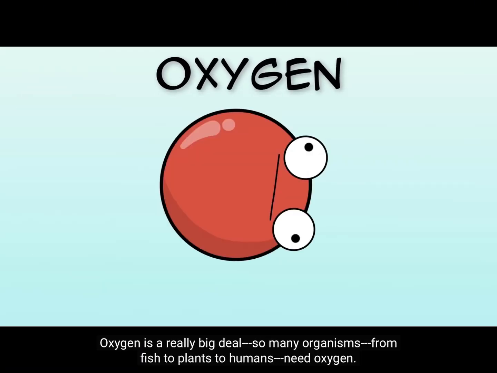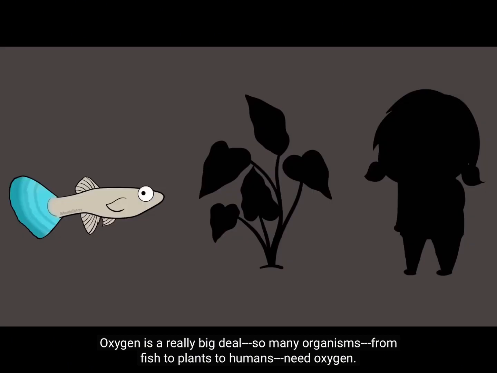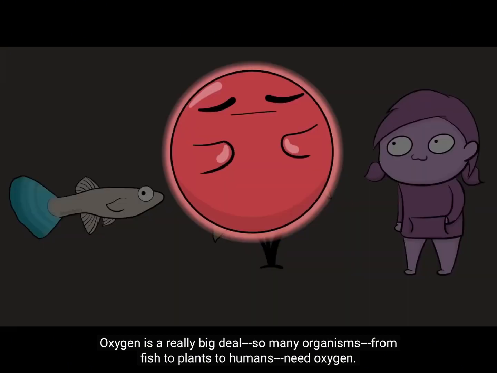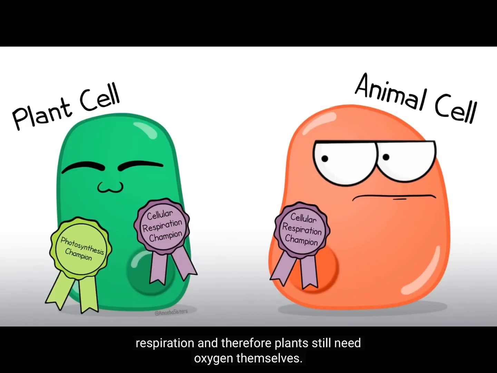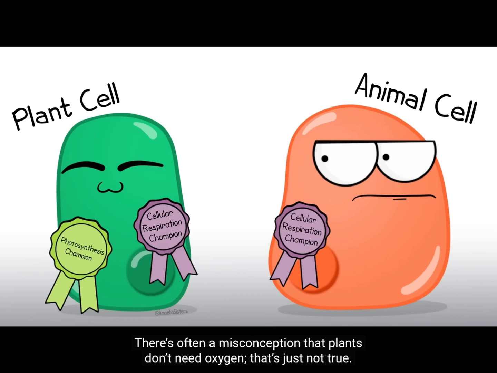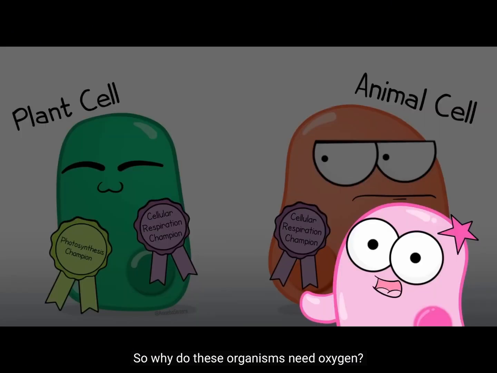Oxygen is a really big deal. So many organisms, from fish to plants to humans, need oxygen. And yes, even though plants make oxygen in photosynthesis, they still perform cellular respiration, and therefore plants still need oxygen themselves. There's often a misconception that plants don't need oxygen. That's just not true. So why do these organisms need oxygen?